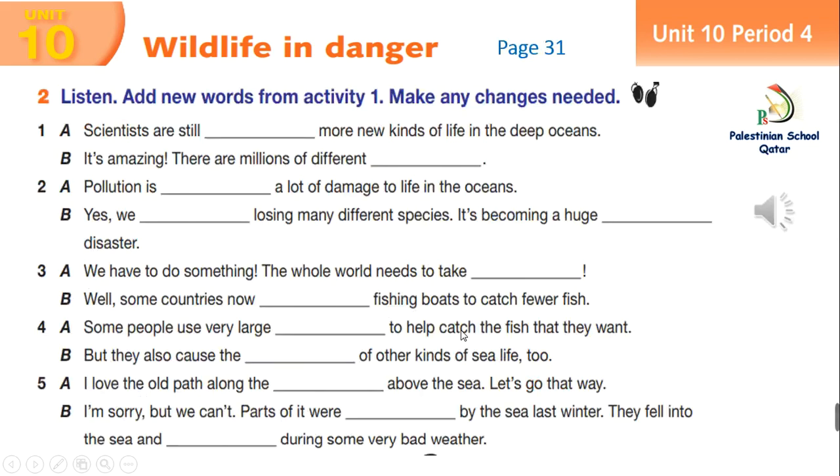Okay. After we finish with the new words, everyone, I want you to put them in this exercise number 2. I will give you time to write and put the new words in the spaces. You have 1 minute, think about it.